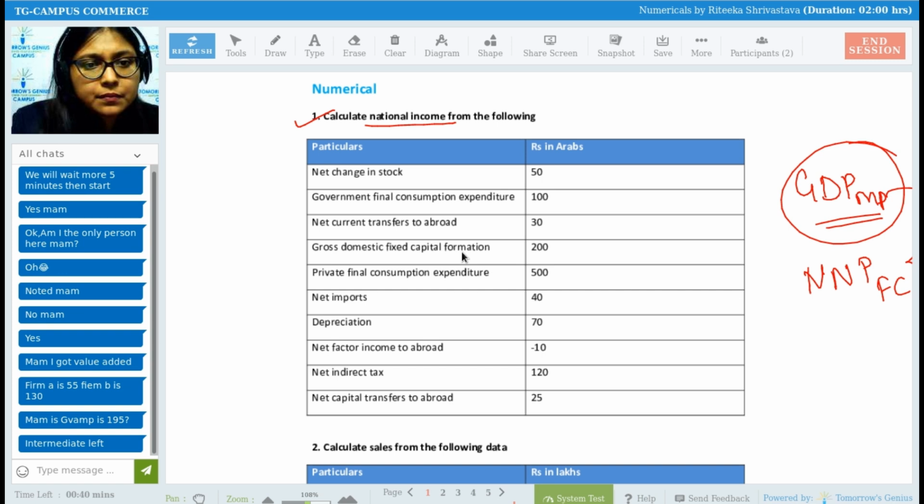I have to do an expenditure method. Yes, by expenditure method: PFC plus GFC plus GDCF. Remember, it is gross domestic capital formation. You don't have to take GDCF as different. If the gross fixed capital formation is given, then you will have to find it by the formula. But here in this question, they have directly given you gross domestic fixed capital.